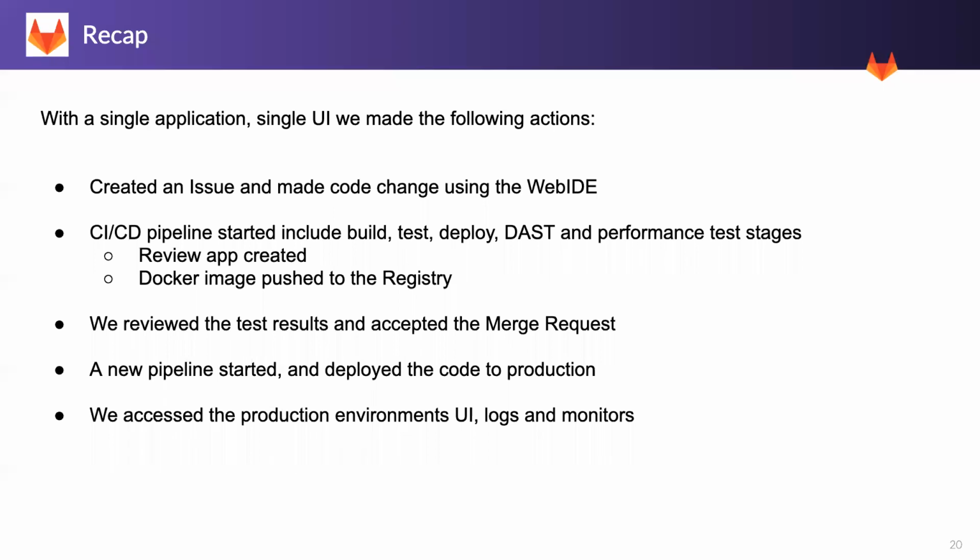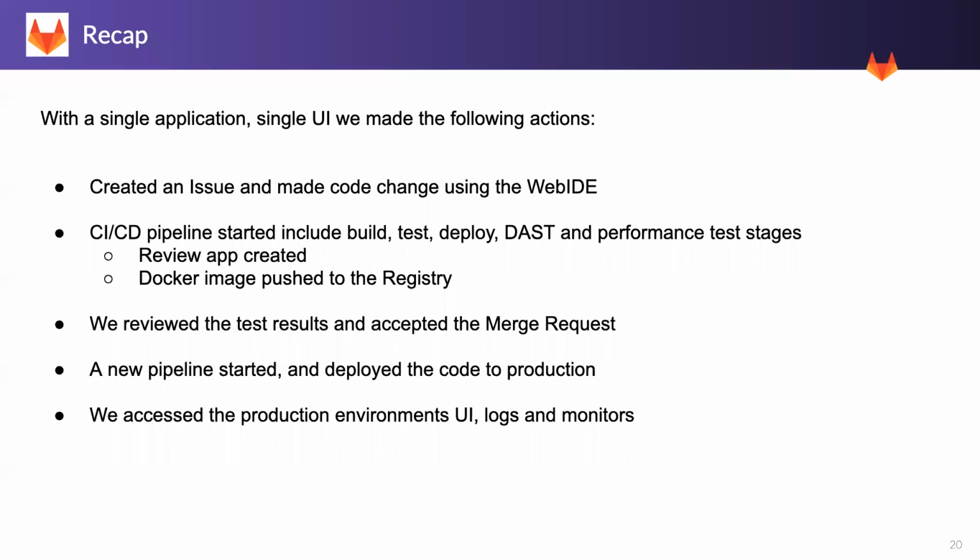So what I showed you now is that with a single application and single UI, we made the following changes. We created an issue and made a simple code change with the web IDE. The CI/CD pipeline started, ran build, test, deploy, DAST and performance testing. A review app was created for us, a Docker image was created and pushed to the registry. And then we reviewed the test results and accepted the merge request.